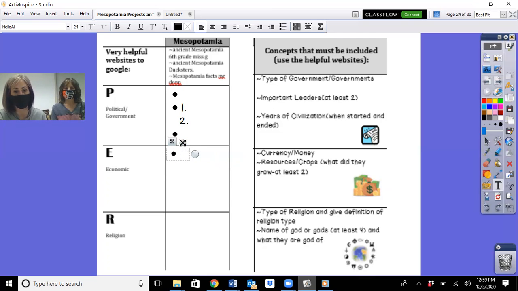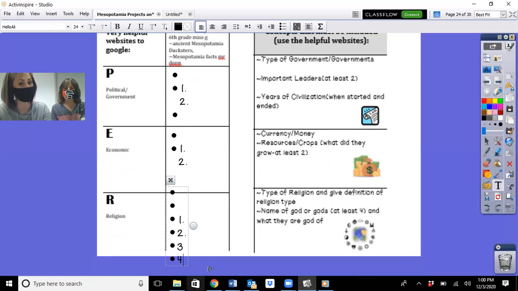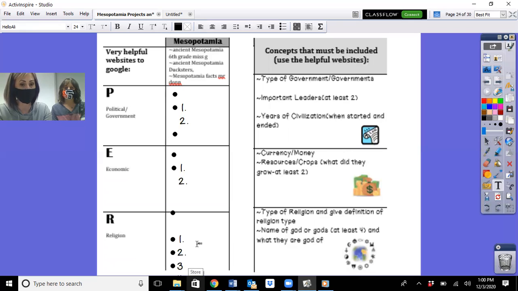And then at least 2 crops or resources. So I'm going to do number 1 and number 2, so it'll just be easy to fill it in. Same thing with religion. Religion needs to have type of religion, definition of the religion, and then at least 4 of their gods. Gods and goddesses. And then we'll do the other ones in a minute.